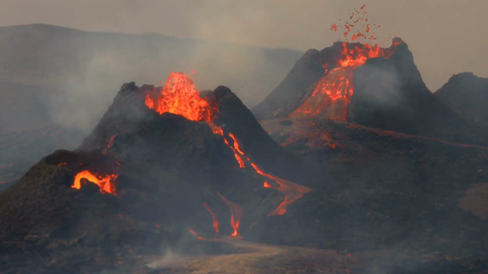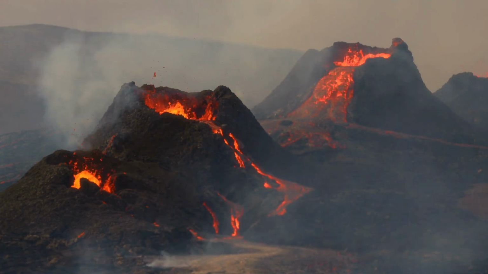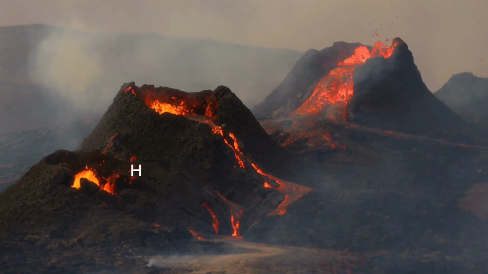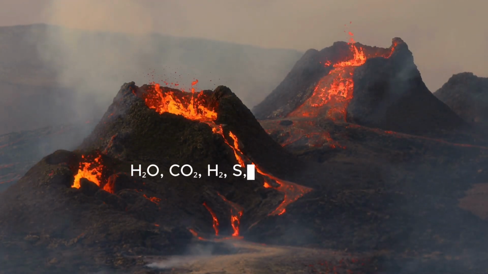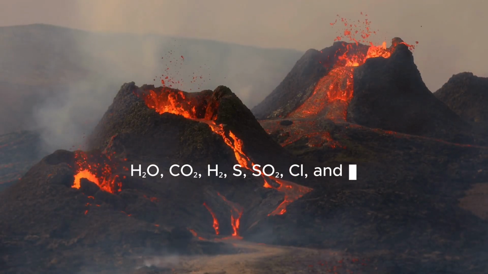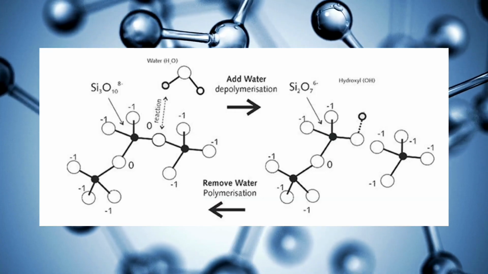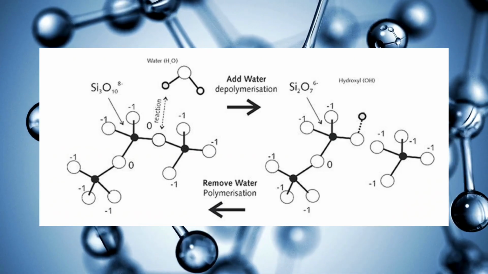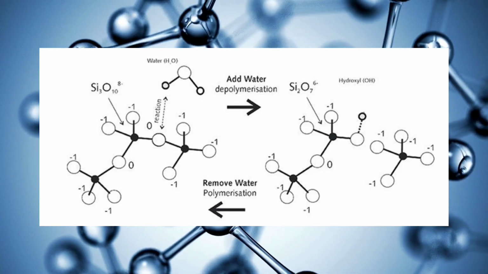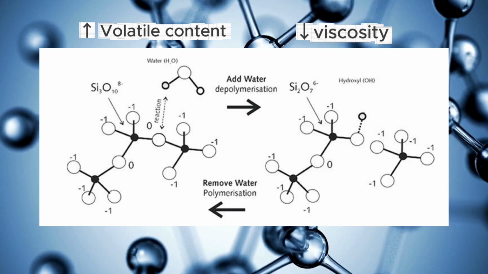Volatile content also affects magma behavior. Magma contains dissolved gases such as water, carbon dioxide, hydrogen, sulfur, sulfur dioxide, chlorine, and fluorine. Water can dissolve in magma either as molecular H2O or as OH groups, which break the silica network and reduce viscosity. The higher the volatile content, the lower the magma viscosity.